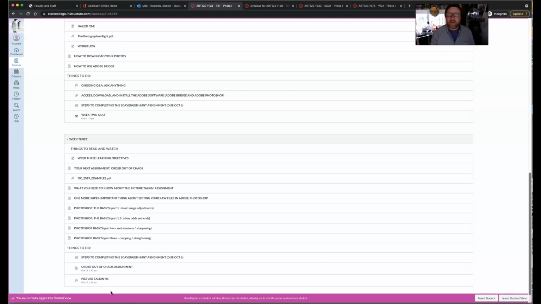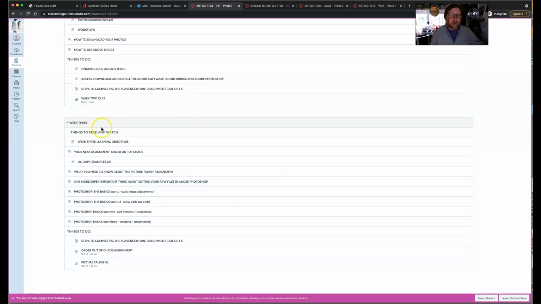Other than that, here's what you need to know about week 3. The overall trajectory of the class is that we start with the camera, and then we move into what I would describe as the rectangle. The complication of photography ultimately is that we're just trying to make rectangles that are interesting. And so this next assignment, the Order Out of Chaos assignment, is about that: how do we use visual elements to make interesting rectangles.